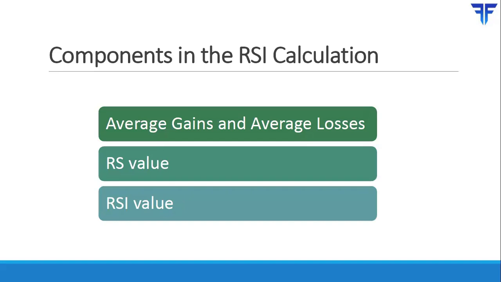Now, there are three components that go into the calculation of the RSI indicator. One is average gains and average losses. The other is the relative strength, or the RS value. And the third is the RSI, or the relative strength index value, which is the ultimate purpose for which you are calculating the RSI indicator. So these are the three parameters that go into the calculation of the RSI indicator.